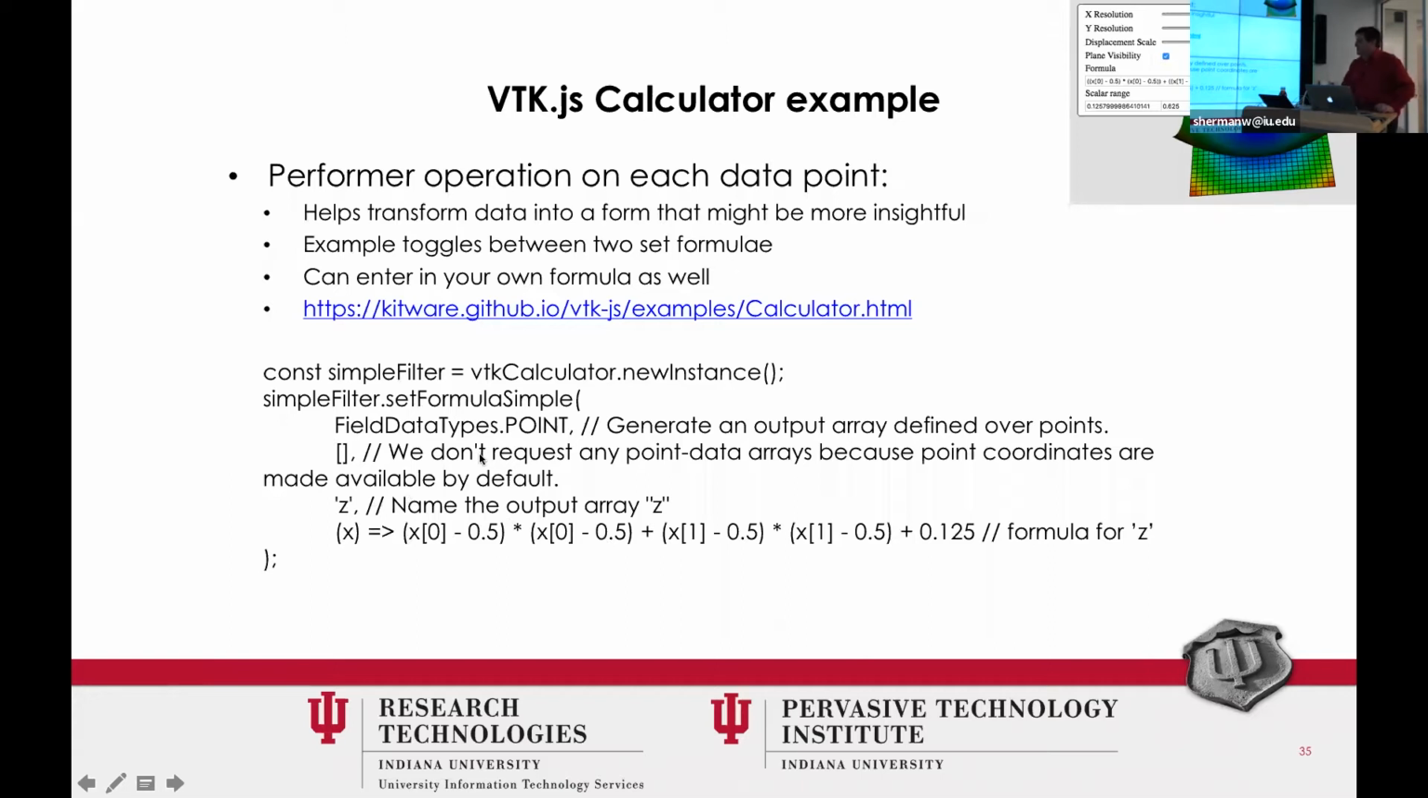So yes, good question. X is the point, the location of the point. It's a vector. So X sub 0 is the X value. X sub 1 is the Y value, right? And then if there was X sub 2, that'd be the Z value. So yes, good question, thank you.